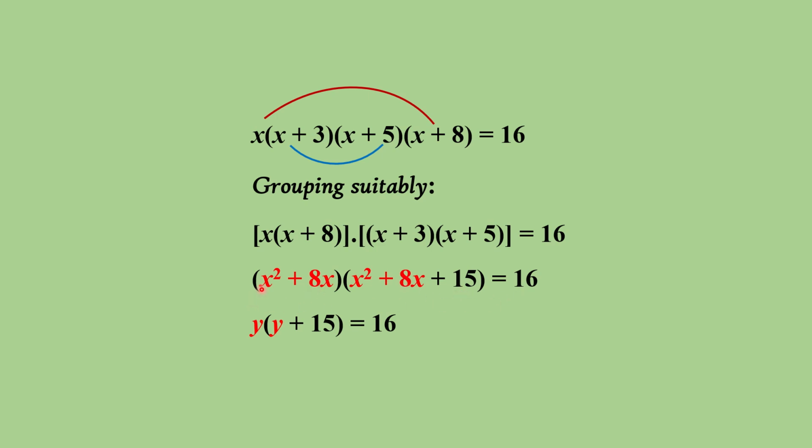Now suppose x square plus 8x, we write y. We will write y in place of x square plus 8x. So here we have got y and here we got y plus 15. So y into y plus 15 is equal to 16. Now we will see how to solve it.